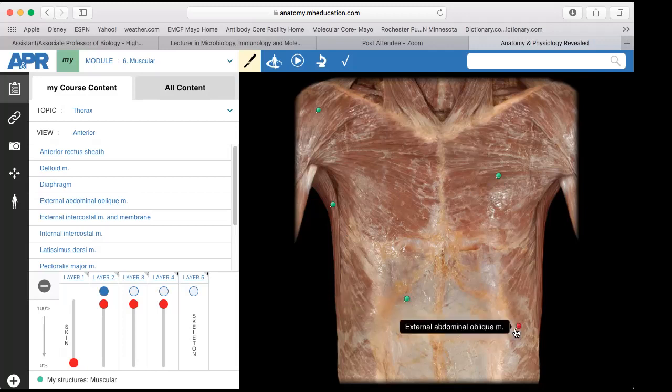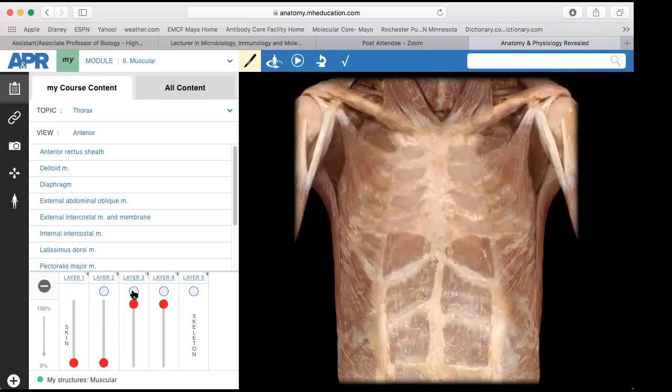Anterior rectus sheath, and then external abdominal oblique. As you can see, that is an oblique angle. Okay, so that is your sternocleidomastoid. As you can see, pectoralis minor is deeper to your pectoralis major. Then you have an external intercostal muscle. This is going to be associated with the ribs.